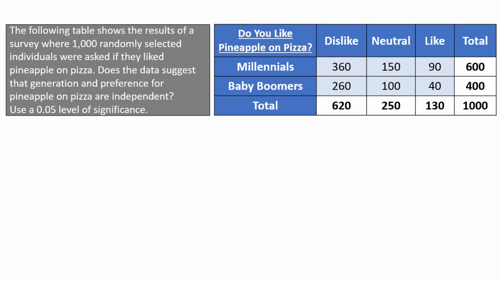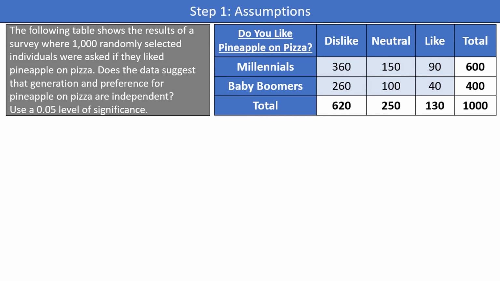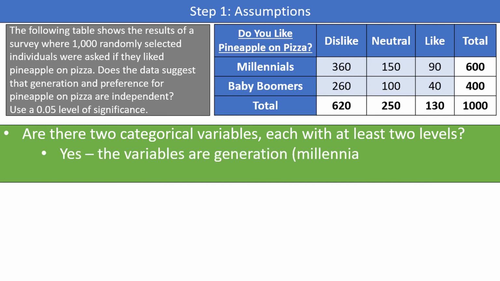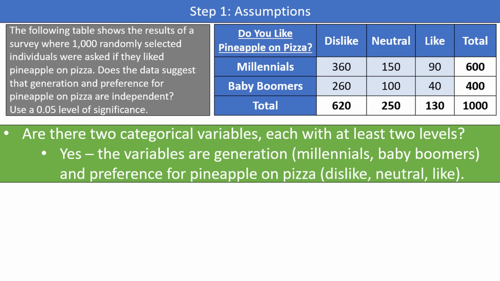As we can see from the contingency table, individuals surveyed were either millennials or baby boomers. Those are the two generation options, and the responses are either dislike, neutral, or like with respect to the question. We will go through the same 5 hypothesis testing steps that we always do, starting with step 1, assumptions. Are there 2 categorical variables, each with at least 2 levels? Yes, the 2 variables are generation, with levels millennial and baby boomers, and preference for pineapple on pizza, with 3 levels, dislike, neutral, or like.